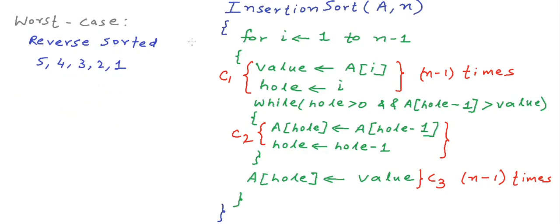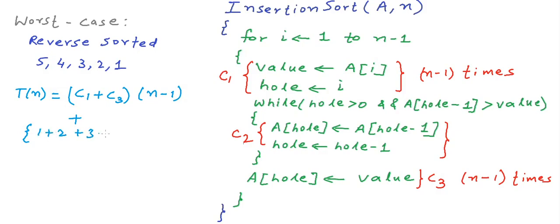We will have a worst case when we'll have a reverse sorted array, something like 5, 4, 3, 2, 1. In that case, for i equal 1, the statements inside the while loop will be executed once. We will have one shift. For i equal 2, we will have two shifts. And we will go on like this. For i equal 3, we will have 3 shifts, and for i equal n-1, we will have n-1 shifts. So overall cost will be something like c1 plus c3 into (n-1), and 1 plus 2 plus 3 plus all the way till n-1 times c2.